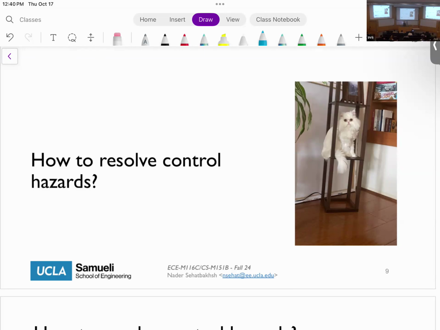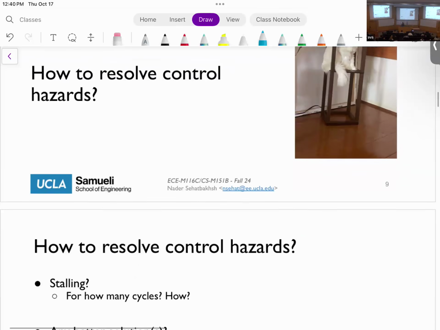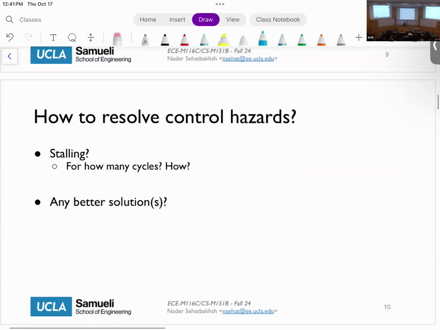Yeah, exactly. The very simple thing you can do is stalling. If you don't like stalling, you can ignore the branch and continue with PC plus 4, but if something happens, you recover and you take the branch. Great. So let's actually talk about these two solutions.